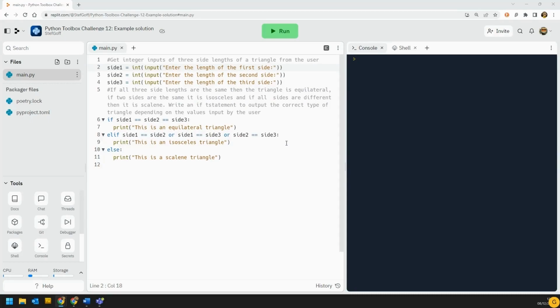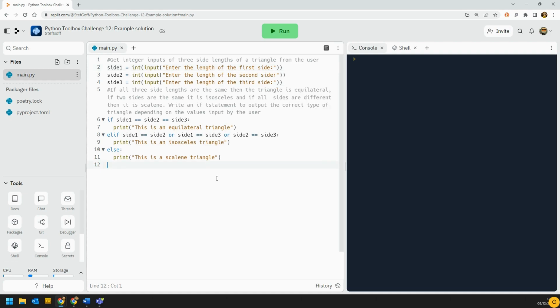Okay, in this video, we're going to run through the solutions to challenge 12, 13, and 14. So challenge 12 was the triangle sorter, and we had to start by getting integer input for the three different sides. So different variable names, int input, not input int, and there's an integer bracket and an input bracket, so there's two closed at the other end.